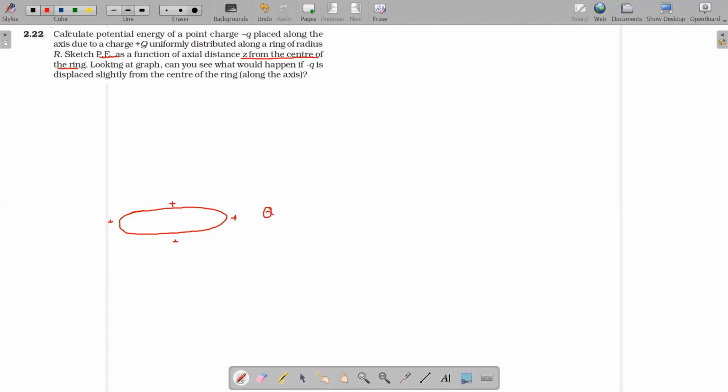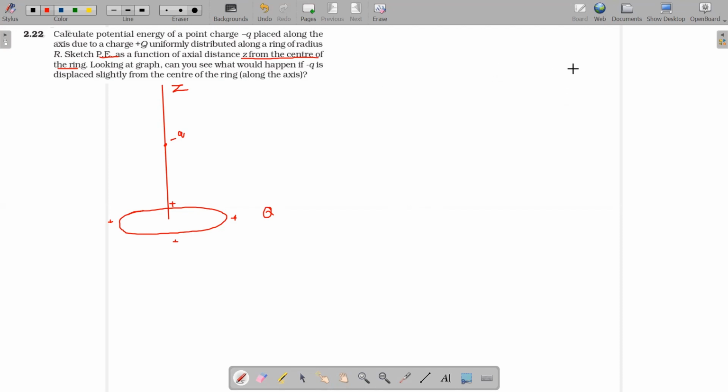On the axis, this is the midpoint of the ring. We imagine this is the Z axis. We imagine a point P. At this point, we are keeping minus Q. First, we want to find a graph. We are going to draw a graph.